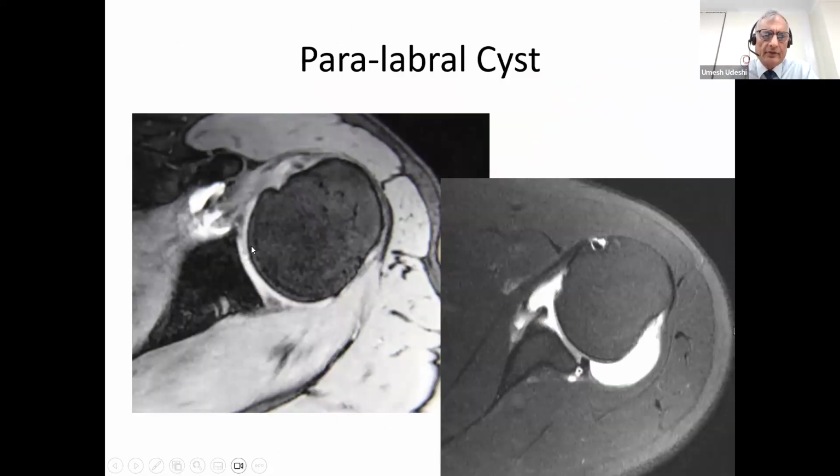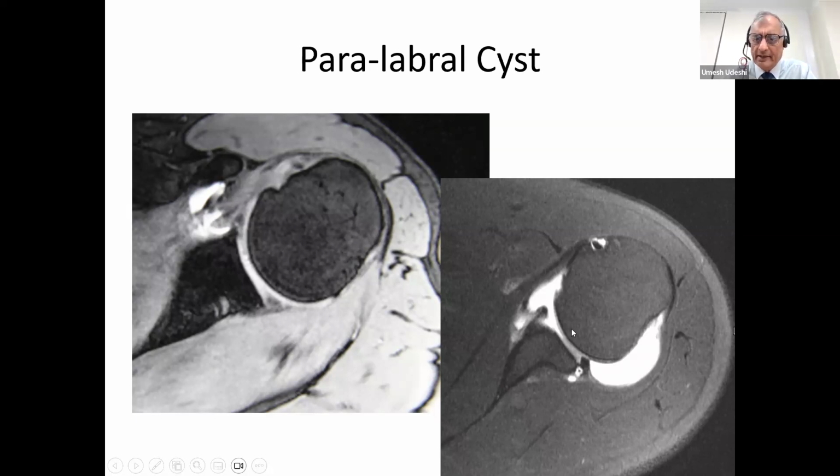Now, sometimes on MRI, you'll see a paralabral cyst. So here's the anterior labrum. There is some high signal going through here. This isn't an arthrogram. It's a standard shoulder MRI. And you can see fluid here anteriorly, quite close to the labrum. So that's a paralabral cyst. Well, where did this fluid come from? It must have come from inside the joint. So it's leaked through this tear and it's collected outside the joint. So if you see a paralabral cyst, that's pretty strong evidence that there's an underlying labral tear present.